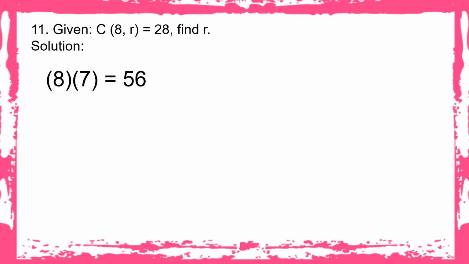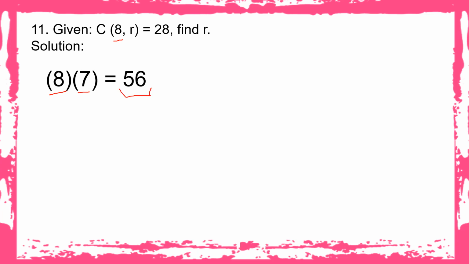Okay, this time, we are going to solve for the value of r in another simpler way. So, example, given combination of 8 taken r is equal to 28, find r. So, we are looking for the value of r here. So, start with the value of n. The value of n is 8. So, write 8 and then give the next lower number after 8. So, this is 7. So, 8 times 7 is 56.